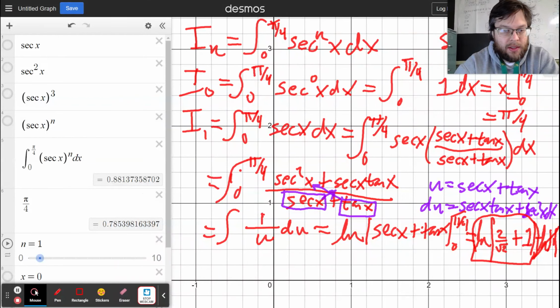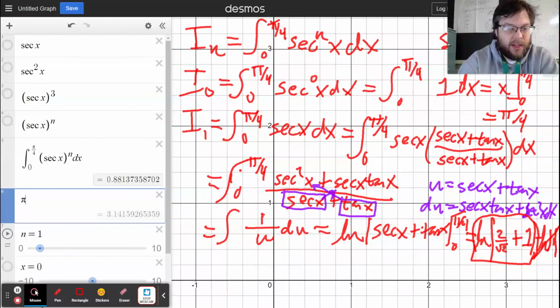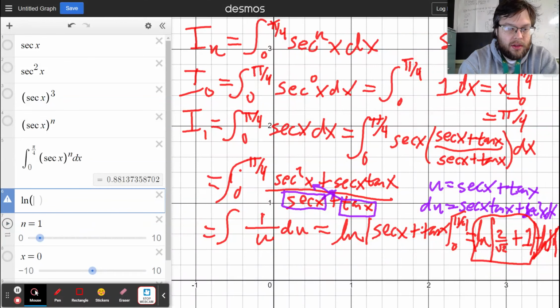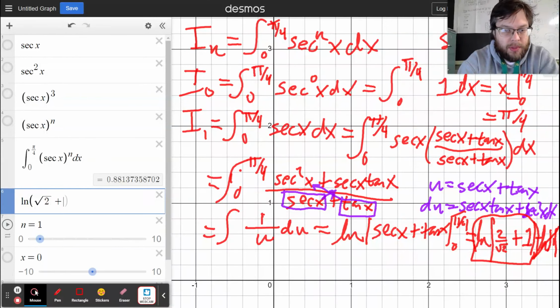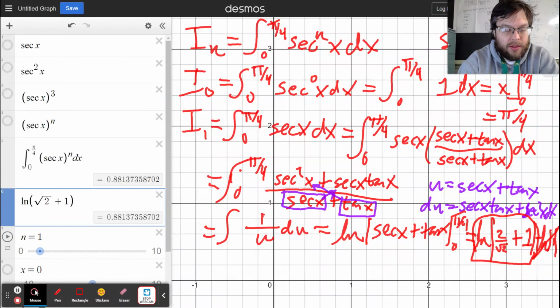0.88137. Let's see if we got it right. Natural log of square root of 2 plus 1. Check it out. It works. Exactly the same answer. You can see it right there in the function zone.